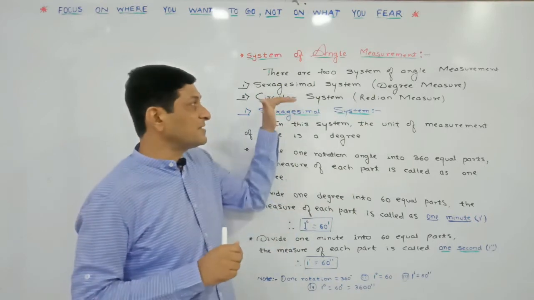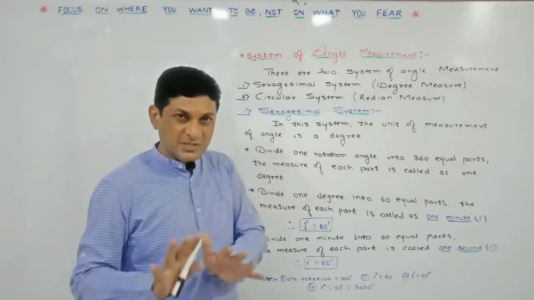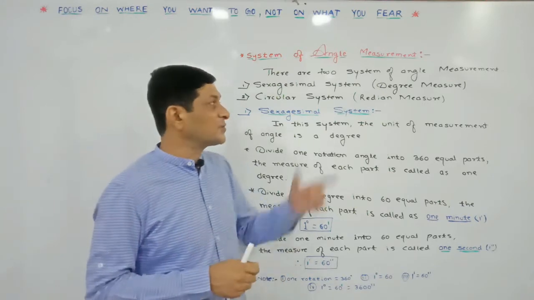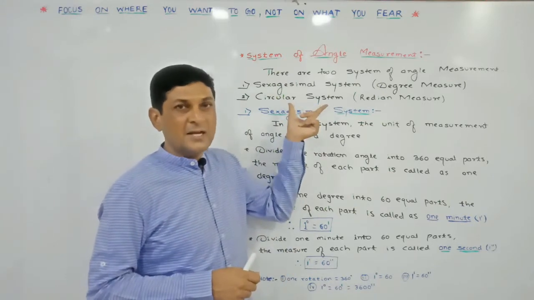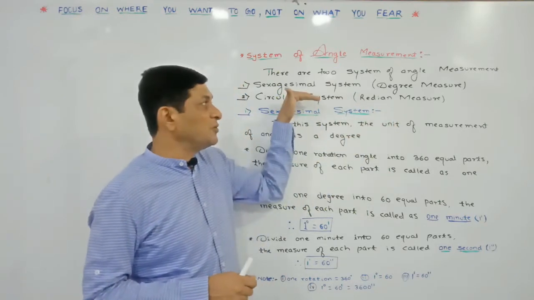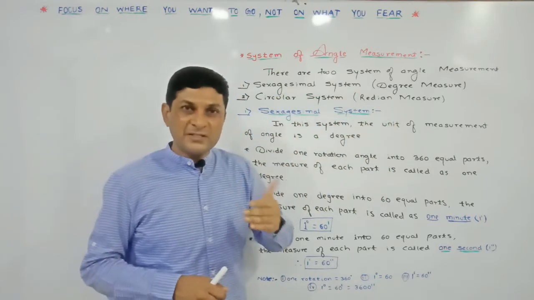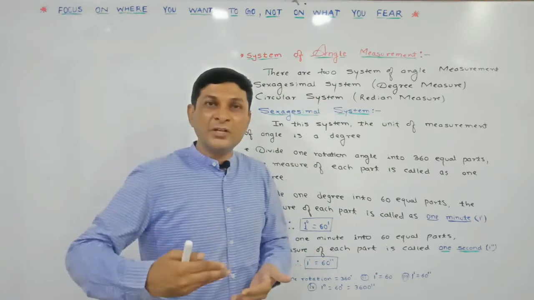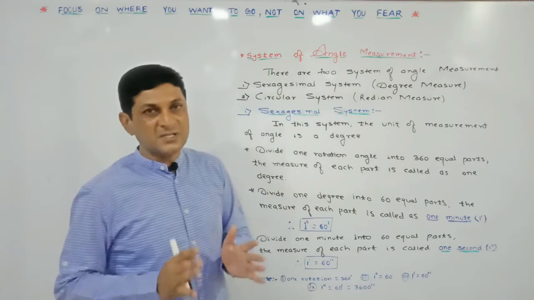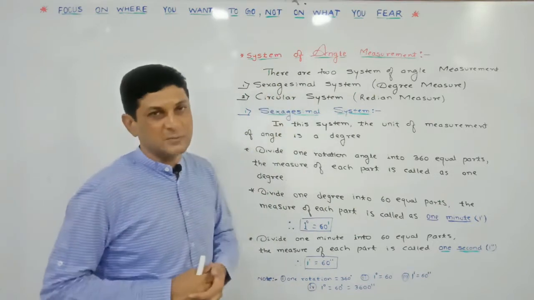And the second system of angle measurement which we are studying in class 11th is called the circular system. And in the circular system angle is measured in radian. So this is a new part for you, that in 11th standard we are studying a new unit of angle measurement which is called radian.